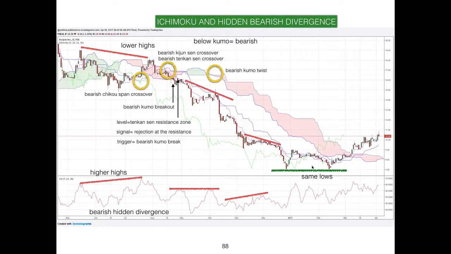So at this area, in contrast, you see the same lows and higher lows. What do we call that? What kind of divergence is that? That is a regular bullish divergence. And this regular bullish divergence signaled an uptrend for X at this point, at the 7 peso level.